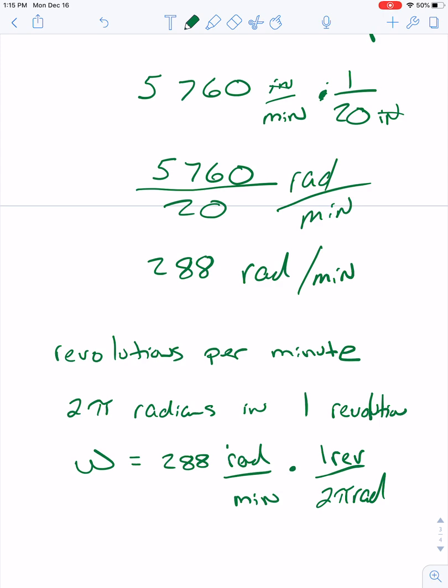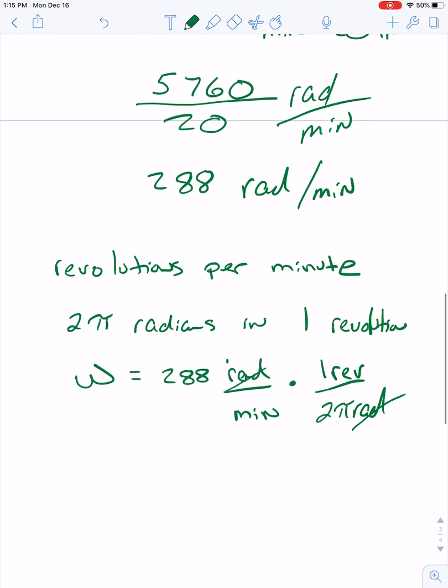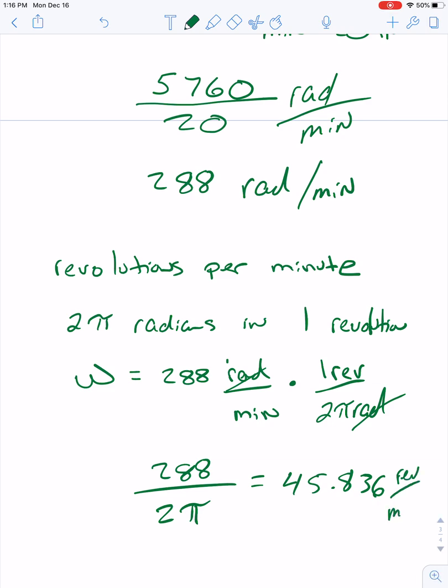So that gives us, go ahead and do the math. Radians are going to reduce out. We've got 288 divided by 2 pi, which is 45.836 revolutions per minute.